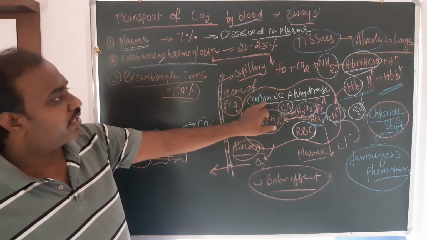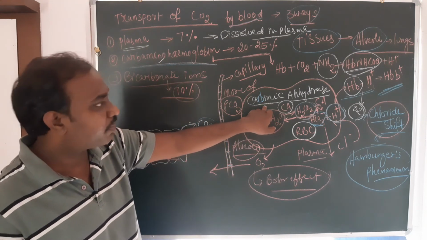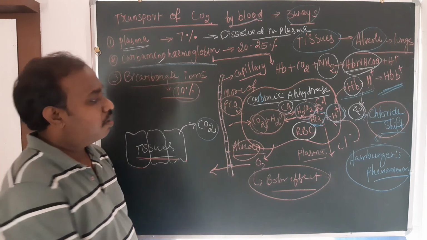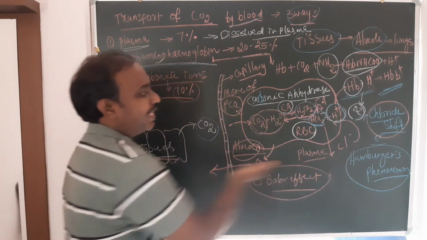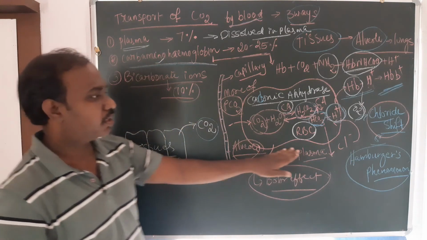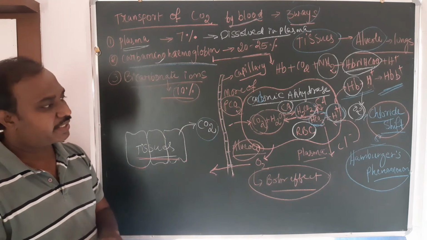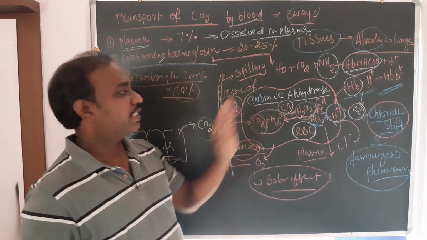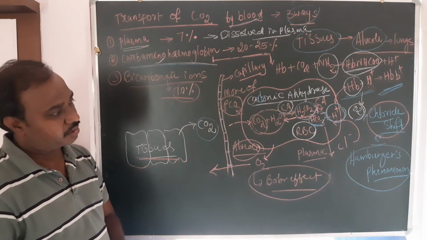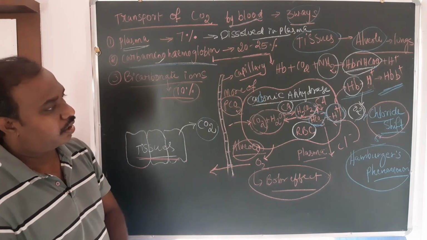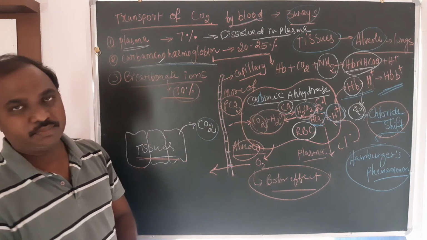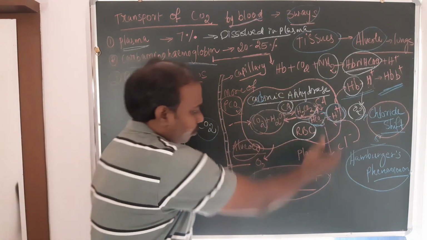Is the carbonic anhydrase exclusively present in RBC itself? No, a small amount of carbonic anhydrase is also present in the plasma, but it's comparatively less. Very small amount is present there, and the majority of it is present in the RBC. So that is how the transportation works.